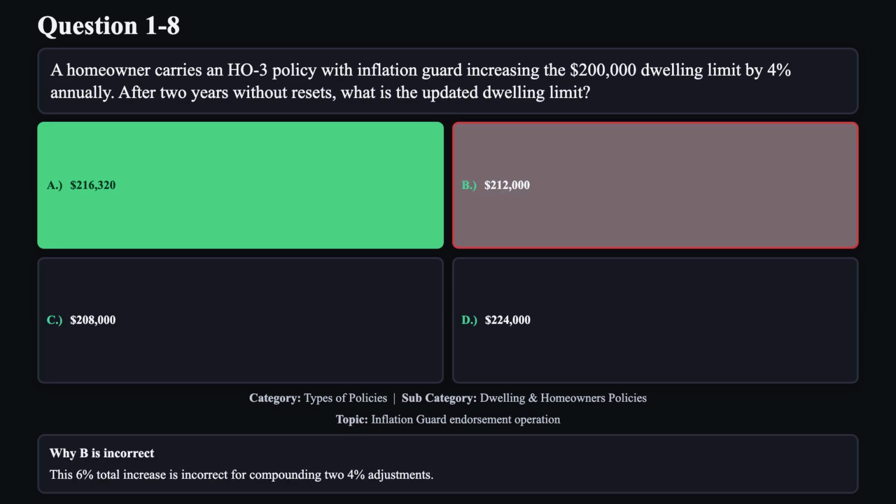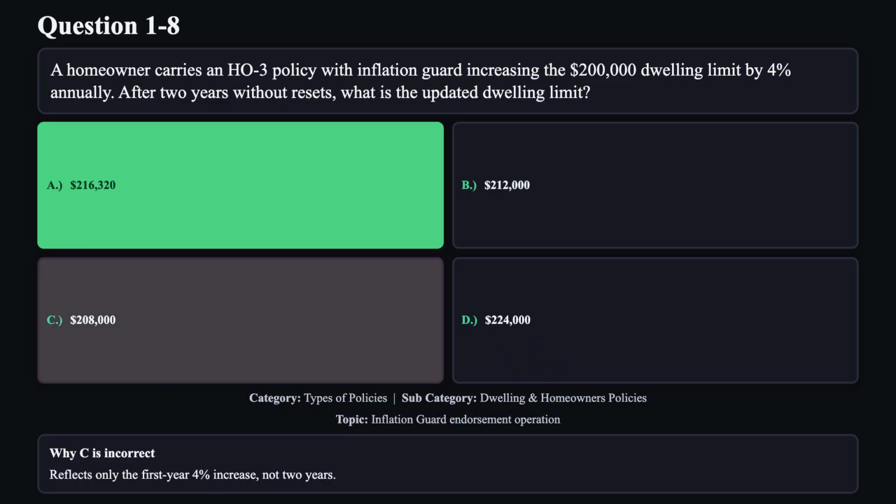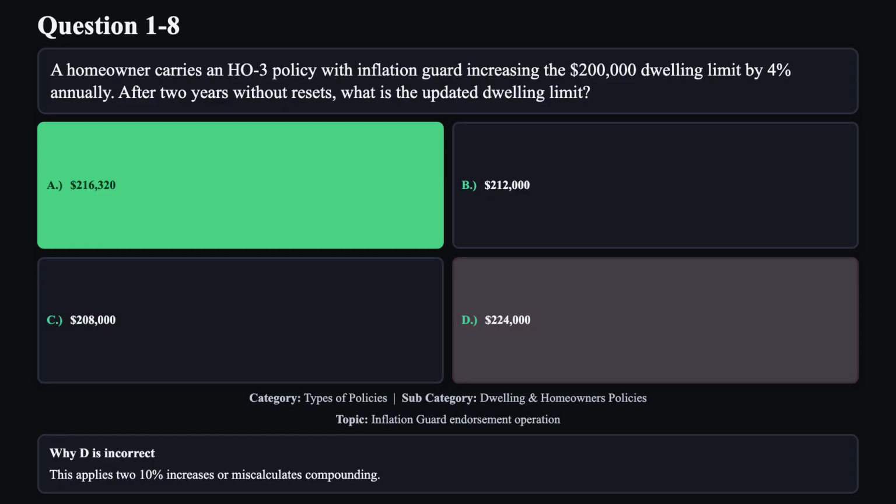This 6% total increase is incorrect for compounding two 4% adjustments. Reason C is not correct. It reflects only the first year 4% increase, not 2 years. Reason D is not correct. This applies two 10% increases or miscalculates compounding.